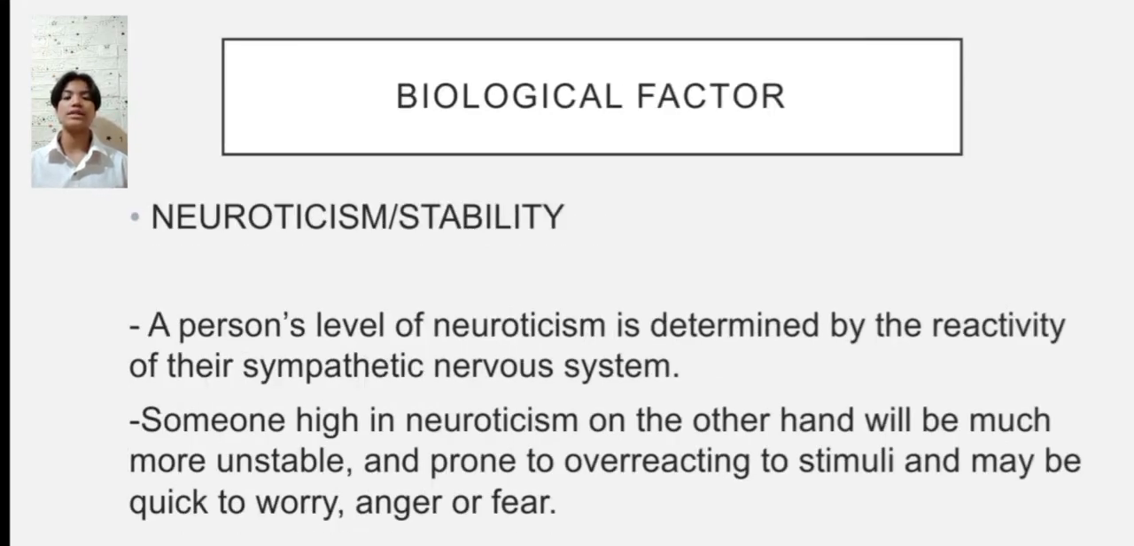Let's move on to neuroticism and stability. A person's level of neuroticism is determined by the reactivity of their sympathetic nervous system. A stable person's nervous system will generally be less reactive to stressful situations, remaining calm and level-headed. Someone high in neuroticism, on the other hand, will be much more unstable and prone to overreacting to stimuli and may be quick to worry, anger, or fear. They are overly emotional and find it difficult to calm down once upset. Neurotic individuals have an ANS that responds quickly to stress.